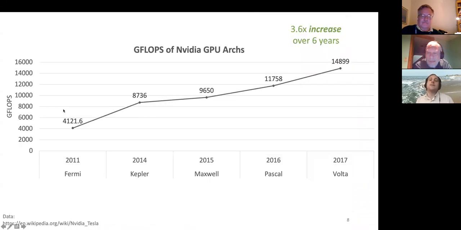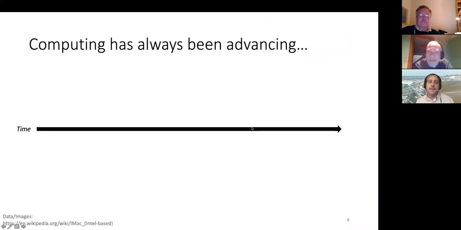I think it's amazing that we were able to train an AI to do this. And again, we can start to measure why this happened. We can do this by looking at how fast GPUs are, because GPUs are what are used to train these AIs that do this sort of stuff. And if you look at the gigaflops, or how many floating point operations per second these GPUs are able to do, and if you go from 2011 to 2017, this is about a 3.6x increase in 6 years. Pretty cool.